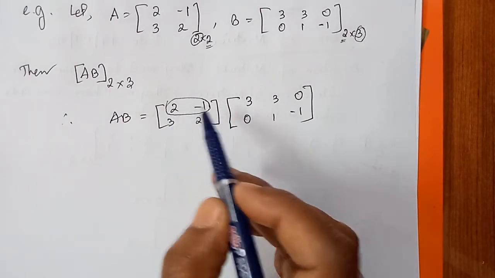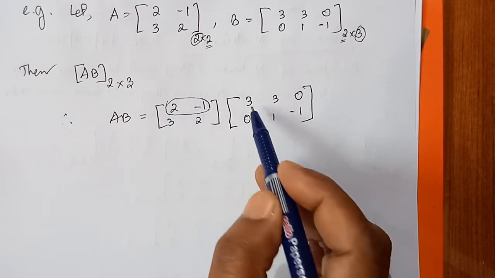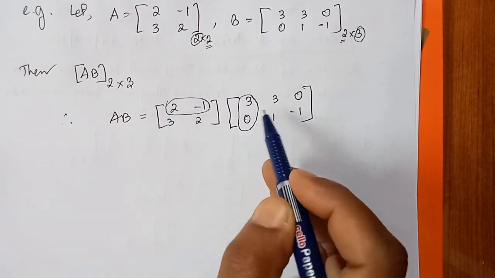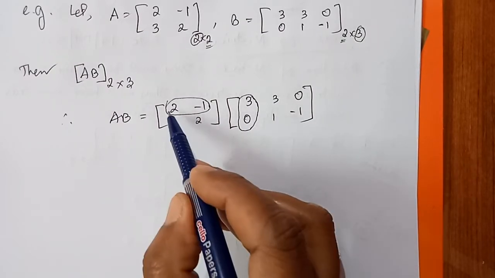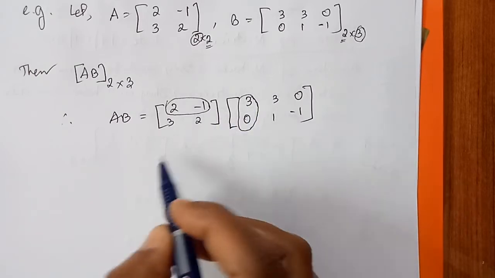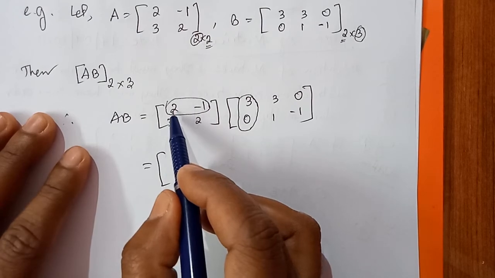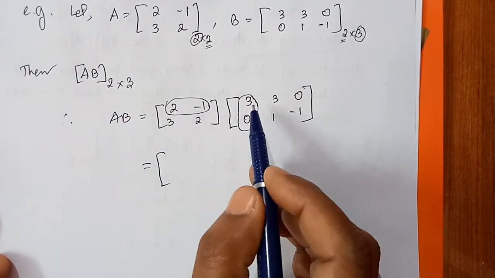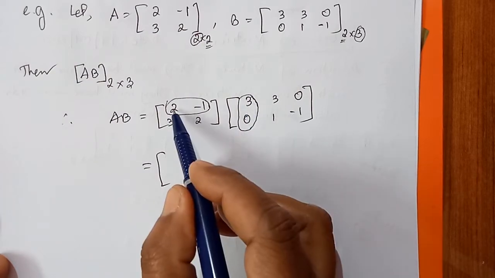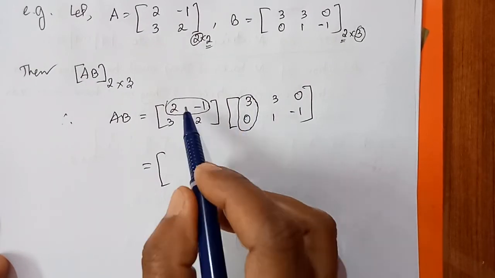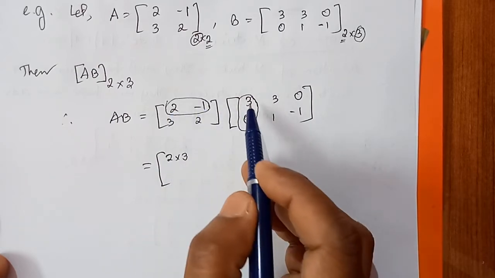The first row elements are 2, minus 1, and with the first row elements, I will first multiply the elements of the first column of the second matrix. So what rule do you follow when you multiply the elements of a row and the elements of a column? See, the first row, first element is 2. In the first column, the first element is 3. So multiply 2 and 3. 2 and 3 I have multiplied. So the first element is finished.